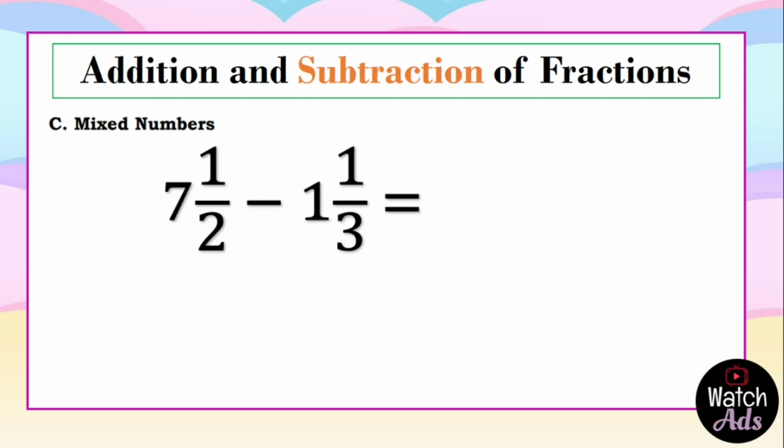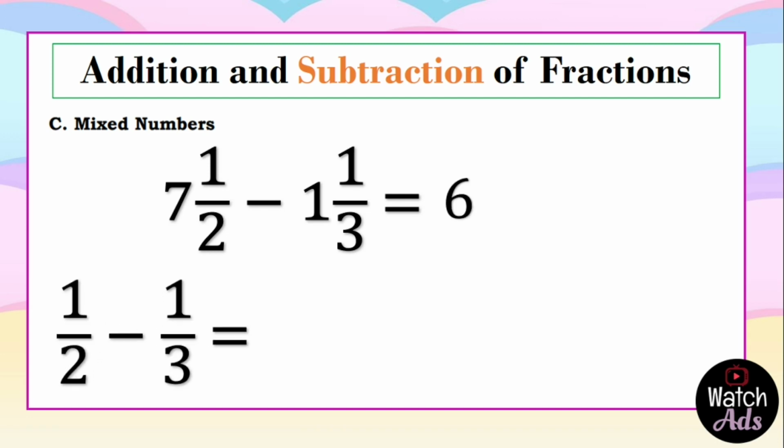For subtraction of mixed numbers, let's have an example. 7 and 1/2 less 1 and 1/3. We subtract the whole numbers. 7 less 1 is equal to 6. Now for the fraction part, we have 1/2 less 1/3. They are dissimilar fractions, so we have to find the LCD. The LCD of 2 and 3 is 6.